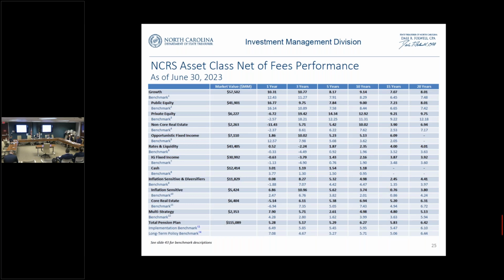And then on the weaker end of things for the year, non-core real estate, as well as core real estate, weaker on a 1 year, and IG fixed is slightly negative. We talked about what happened with rates, and then private equity there is down 6%. And we talked about the timing part that comes into some of these 1 year numbers. Chris touched on that earlier.